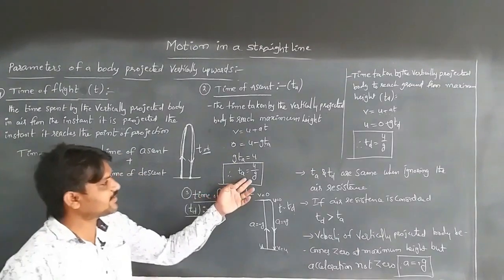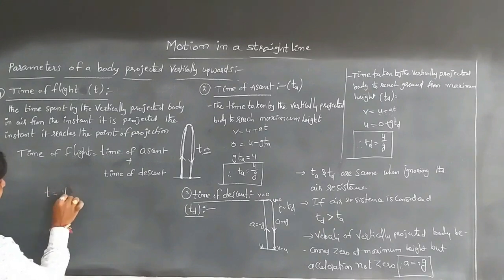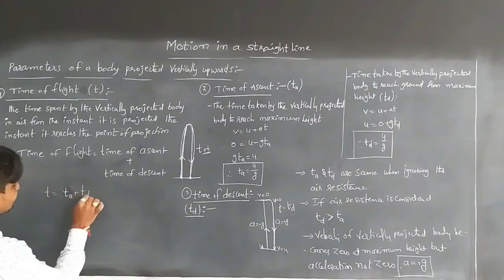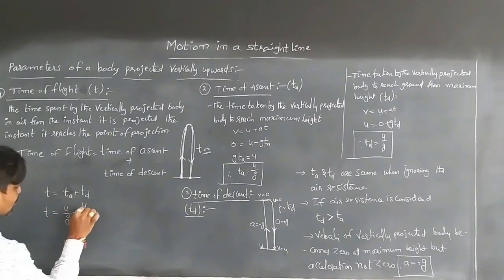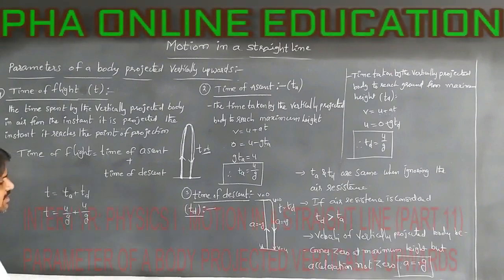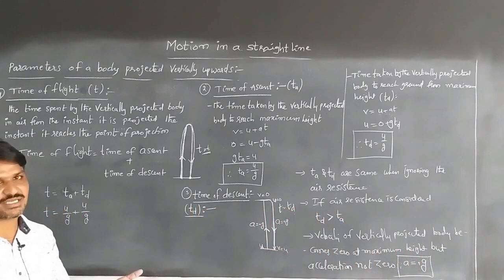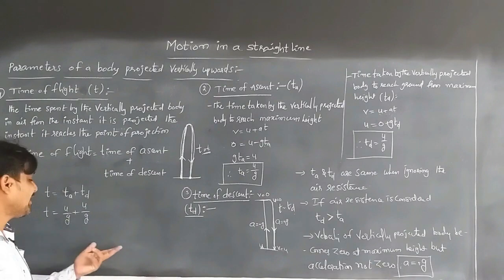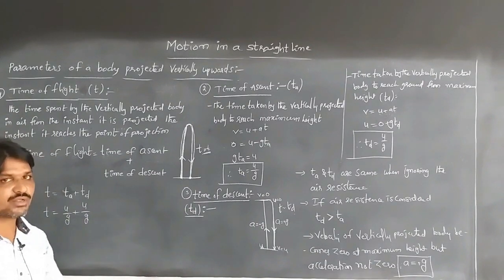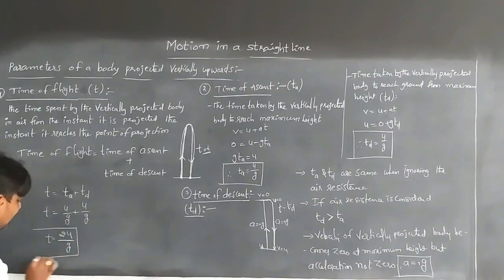We know the formulas for the time of ascent and the time of descent. So T is equal to Ta plus Td. Ta is equal to u by g, and Td is also u by g. Whenever air resistance is neglected, the time of ascent is equal to the time of descent. Otherwise, if air resistance is considered, the time of descent will be more than the time of ascent. So T is equal to 2u by g is the time of flight.